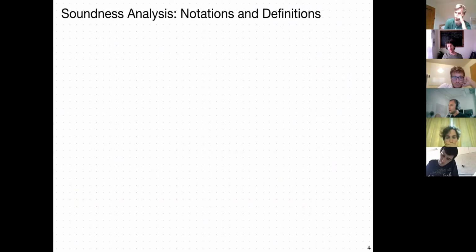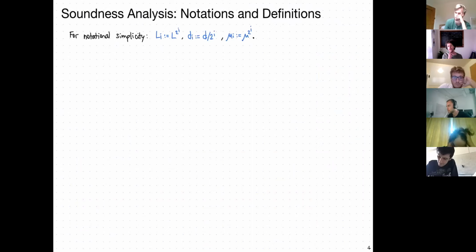So we need to start with some notation to make everything precise and clear. Let's see what we have. We'll have our domains, and because I don't want to write L to the powers, we just have this Li, which corresponds to the size of the domain in the iteration. It would just get smaller and smaller. And then we'll have Di, which is the degree, and the degree also drops by a factor of 2. So Di would be the degree of the polynomial in the ith round.